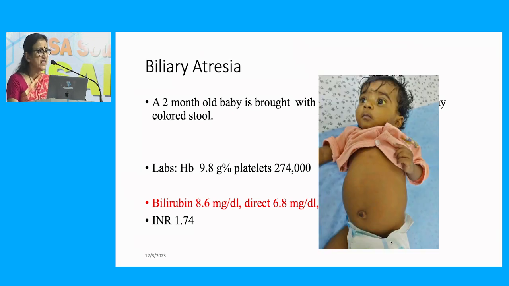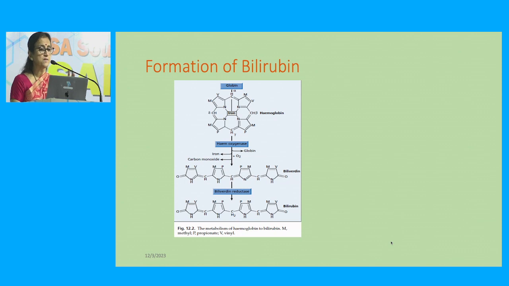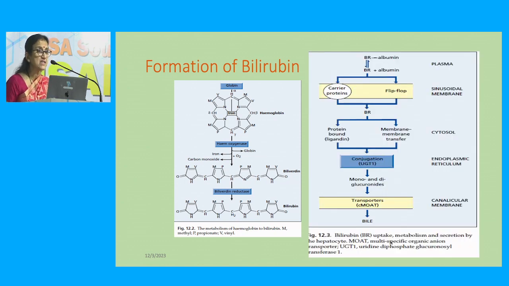These children are actually quite well. And the fact is, if they are brought for a Kasai procedure, which is essentially a portoenterostomy, at this point, the liver functions are well preserved. Your worry essentially is the obstructive jaundice. So these are figures which I have talked about in most conferences.